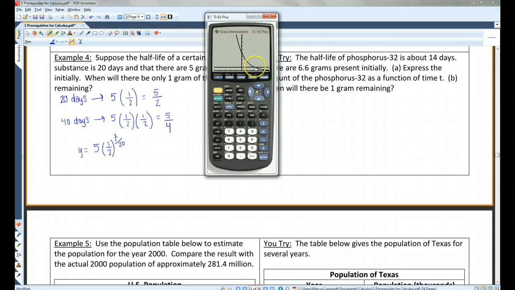There we go. I want to know this intersection point here. So what I'm going to do here is go to calculate. I'm going to find intersect. First curve. Second curve. Guess. Right there, when y equals 1, this is what x equals. So 46.44, approximately.